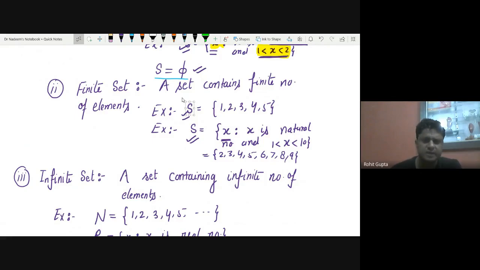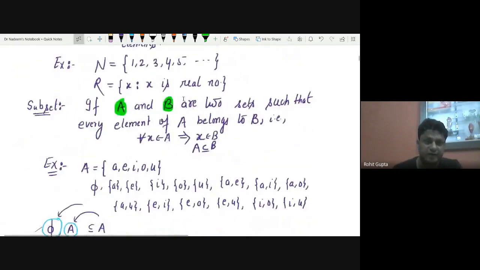Now, further, we proceed to the next type of set, the infinite set. A set containing an infinite number of elements is called an infinite set. For example, the set of natural numbers and the set of real numbers are examples of infinite sets.